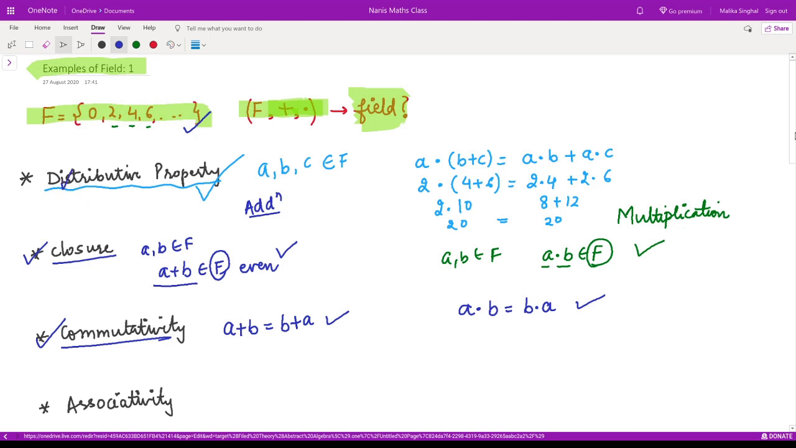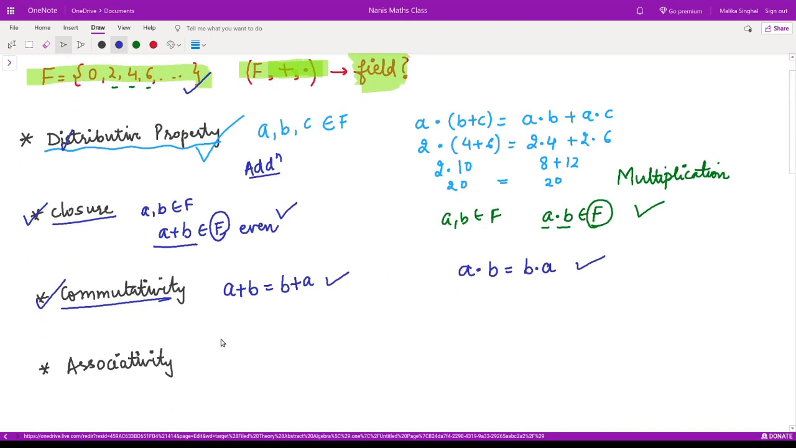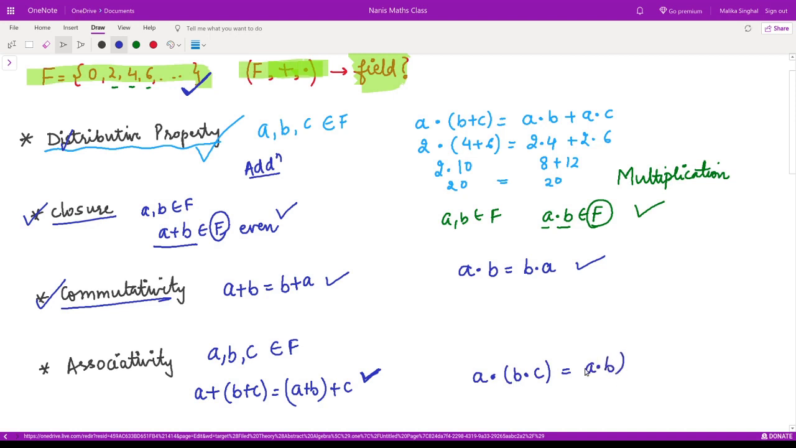So now let us look at the associative property. If I take any three numbers A, B, C from the set, associativity under addition says that (A + B) + C should be equal to A + (B + C). This is also true for such numbers. You may check, you cannot find any number in the set which violates this. So this property is also satisfied. Moreover, under multiplication, (A·B)·C is equal to A·(B·C). So this property is also true.